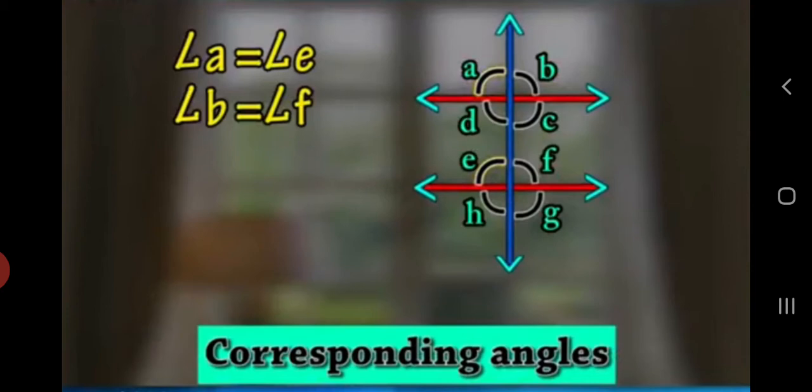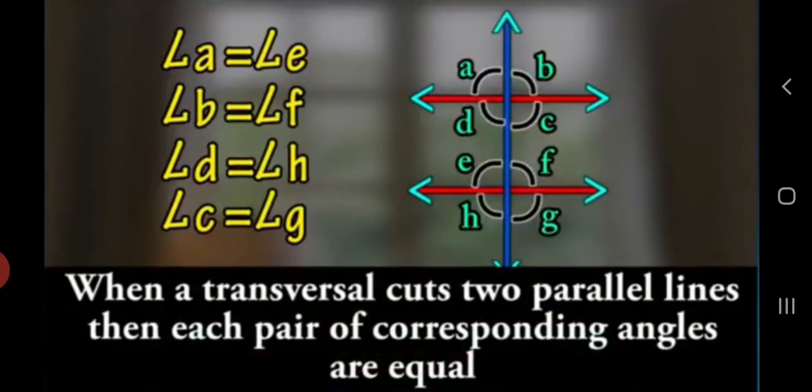So, here the corresponding angles are angle E and angle A. Remember, in parallel lines, corresponding angles are always equal. So, E equals A and B equals F. When a transversal cuts two parallel lines, then each pair of corresponding angles is equal. So, D is also equal to H and C equals G.